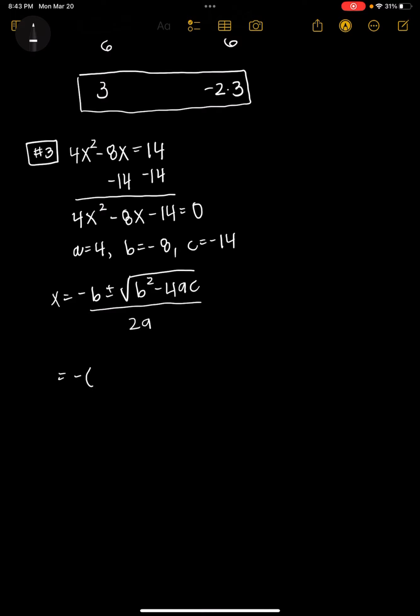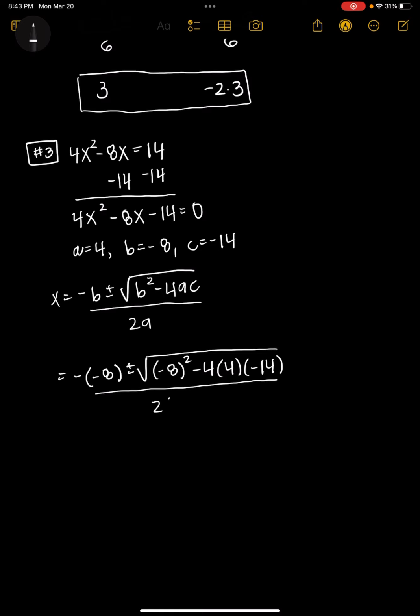We'd have negative b, which is negative 8, plus or minus the square root of b squared, so negative 8 squared, minus 4 times your a, which is 4, times your c, which is negative 14, all over 2 times your a, which is 4. Now we're going to start simplifying this.